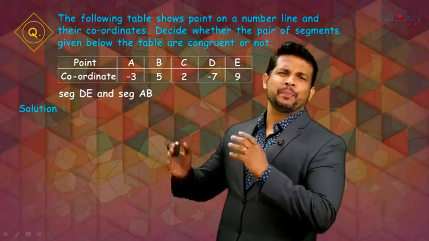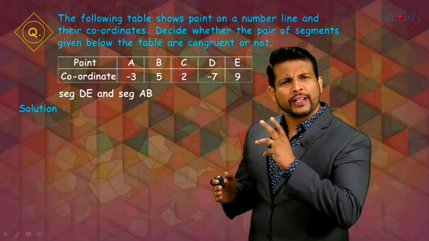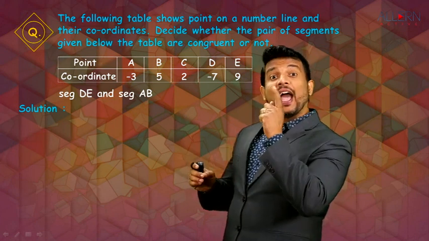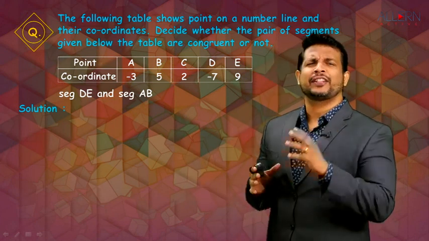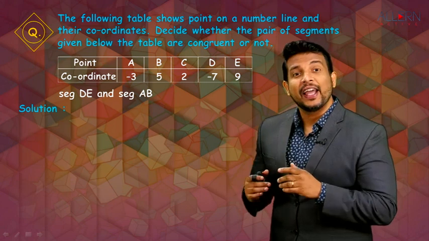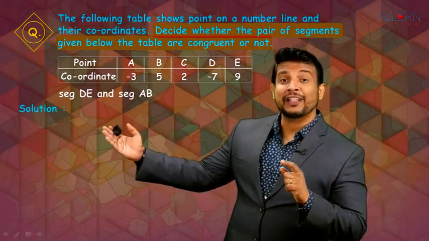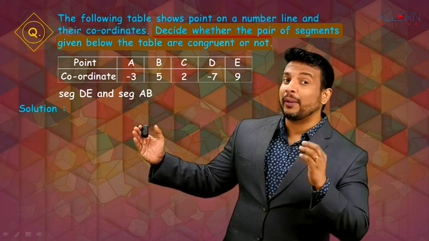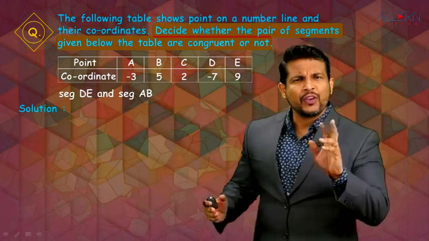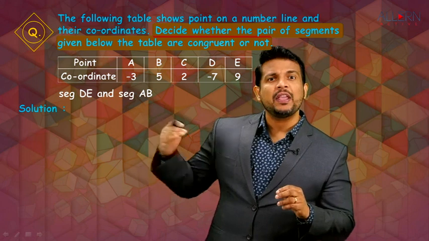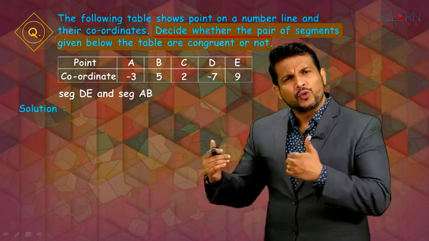Let's do this very simple one. What does the sum say? We know that in this table we have points and their corresponding coordinates given to us. We need to decide whether the pair of segments given below the table are congruent or not. That means we have a pair of segments here, DE and AB. We need to identify whether these two segments are congruent.